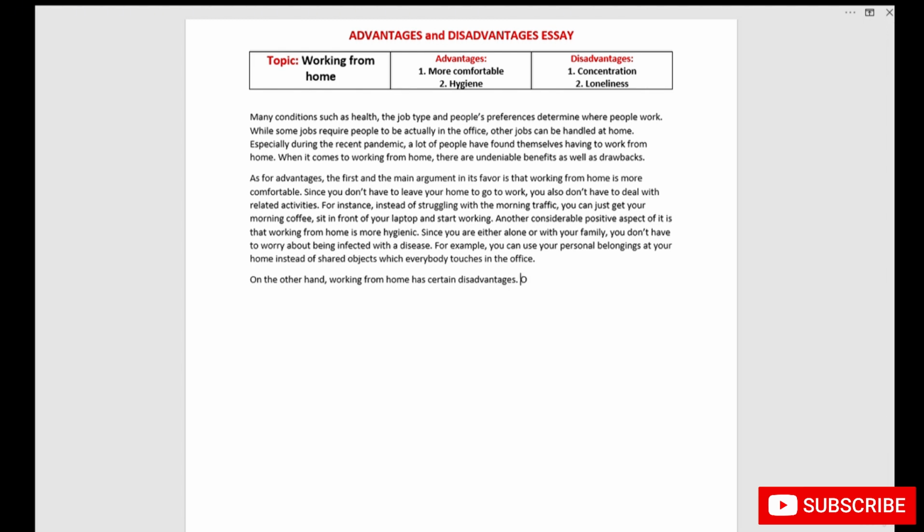I continue by saying one very convincing point against it is that the home environment might ruin your concentration. I'm following the same pattern as in the advantages part. In the disadvantages part, I'm starting with a general statement, so it might ruin your concentration. Now I'm going to explain this.